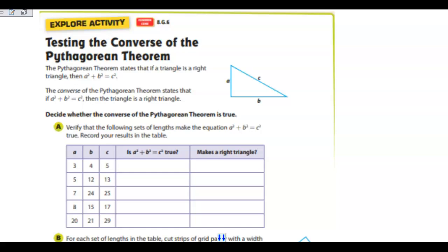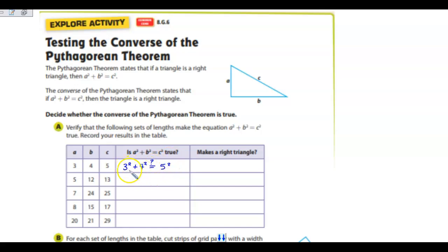So we're going to verify that the following sets of lengths make the equation a squared plus b squared equals c squared true. And we're going to record the results in the table. We have a is 3, b is 4, and c is 5. So they're saying this is 3, this is 4, and this is 5, and they want to know if it makes a right triangle. And so we have 3 squared plus b squared, and they want to know, does it equal c squared?